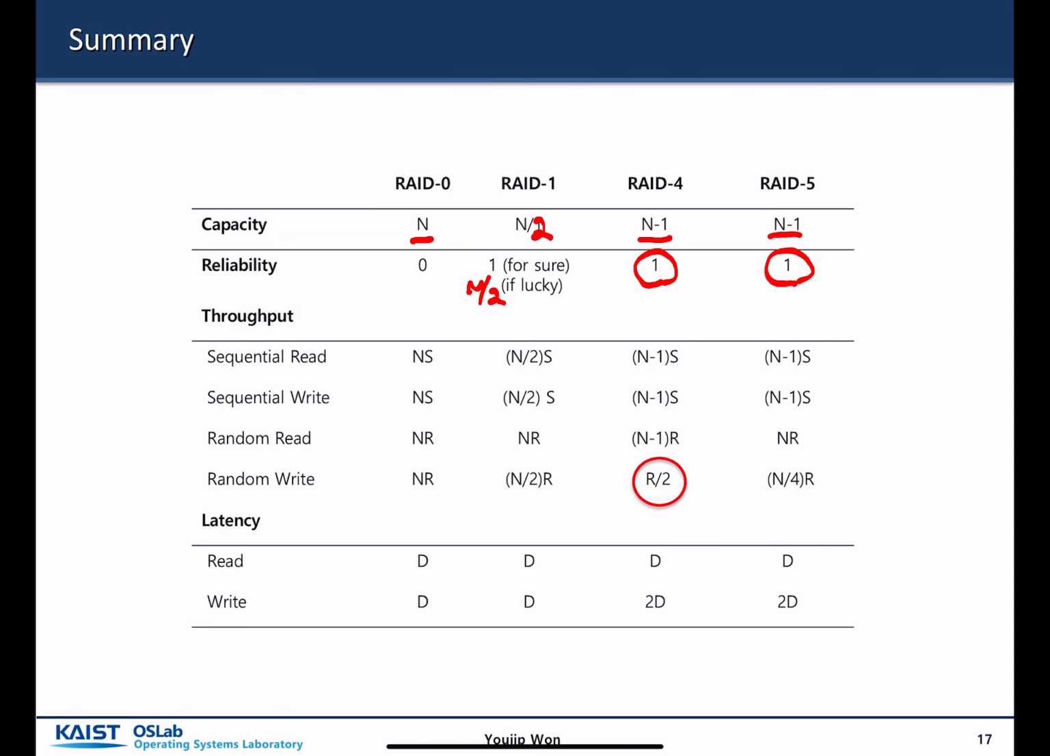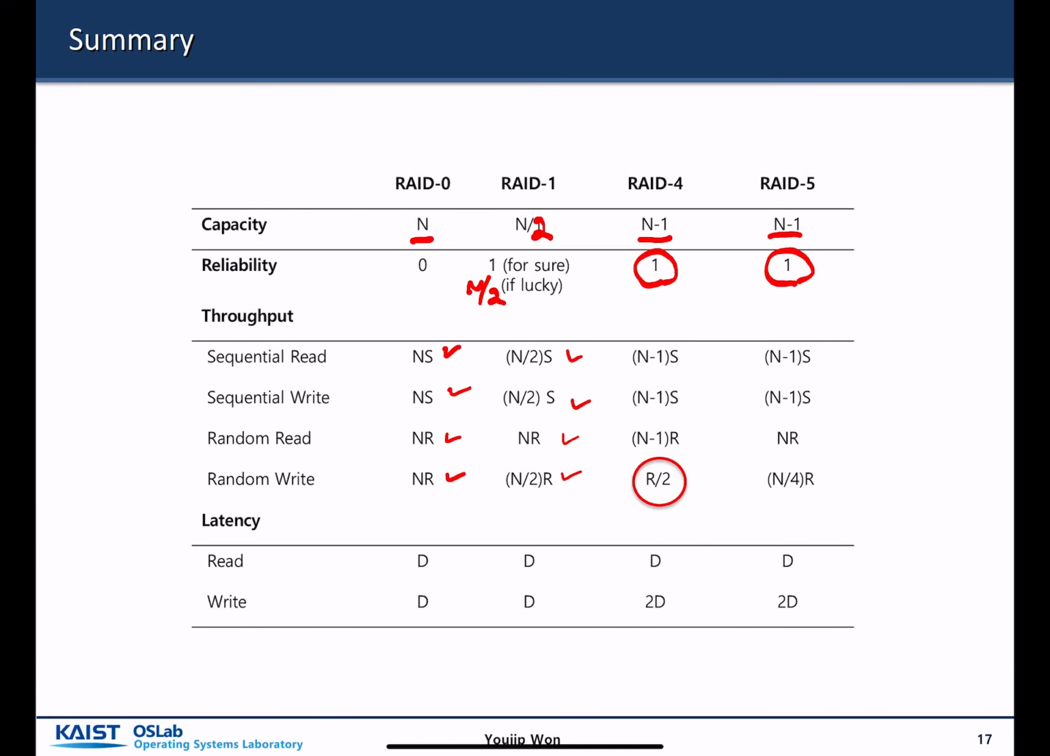And now let's look at the performance of each RAID level. For sequential read and sequential write, RAID level 0 renders n times S performance. For random read and write, it's going to be the same, n times R. For RAID level 1, because this is mirroring, sequential read and write render n divided by 2 times S. For random read, it's n times R. For random write operation, it renders n divided by 2 times R.